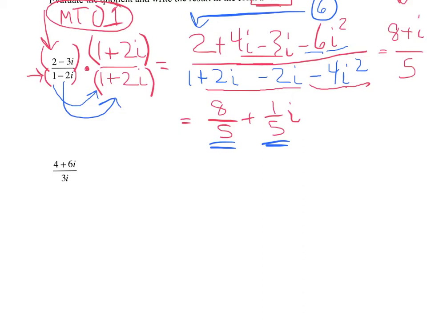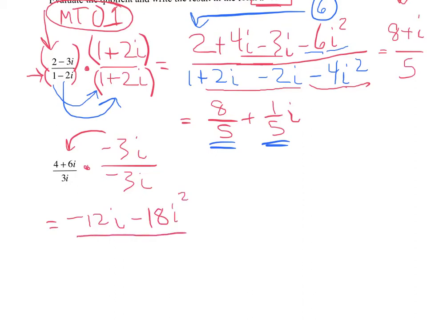Second example, we have 4 plus 6i divided by 3i. We multiply again using the mathematician's trick of 1, and this time we'll use the conjugate of 3i, which is negative 3i, and so we're going to multiply both numerator and denominator by negative 3i, and that's going to give us, by the distributive property in the numerator, negative 3i times 4 plus 6i is going to be negative 12i minus 18i squared. And in the denominator, we have positive 3i times negative 3i, so that's going to be negative 9i squared.